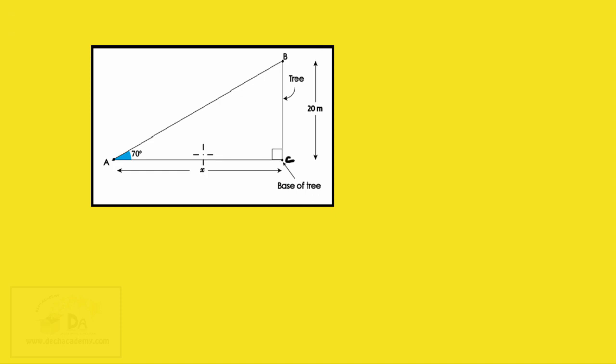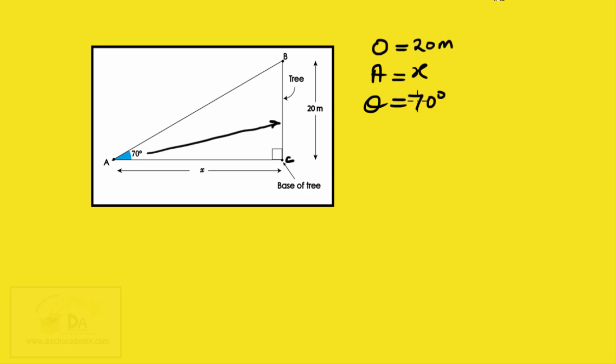What we have here is a right angle triangle. You have the angle 70 degrees, and we have the side opposite to the angle 70 degrees, which has a length of 20 meters. So I'm going to say O is 20 meters. This is the hypotenuse here, the side opposite the right angle, and the other side here with length X is the adjacent side. And we have the angle theta is 70 degrees.